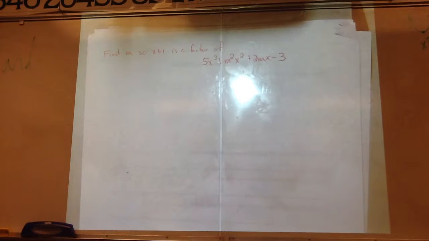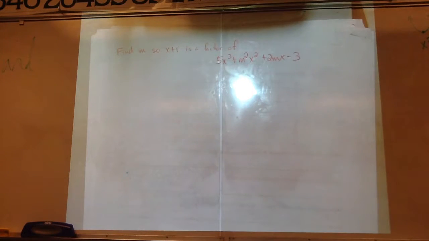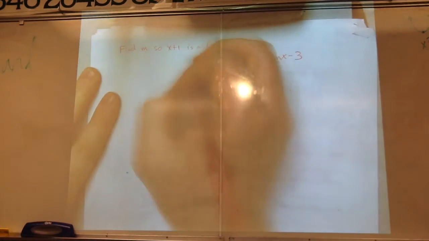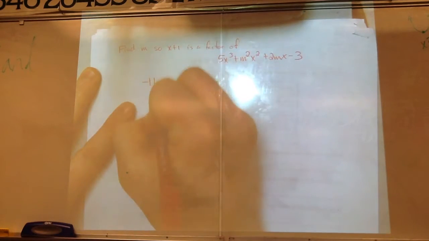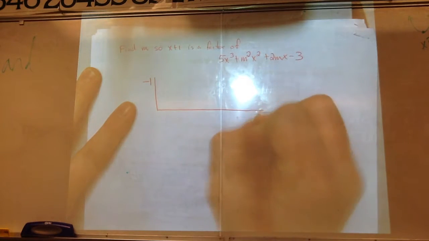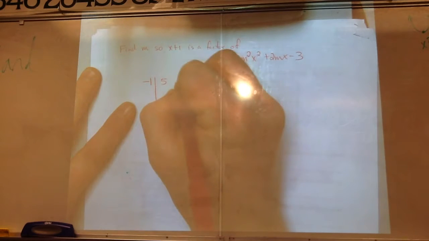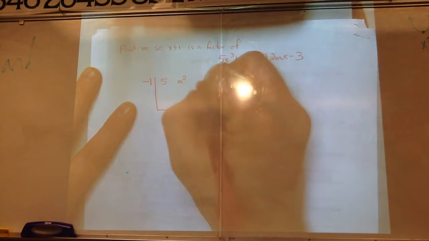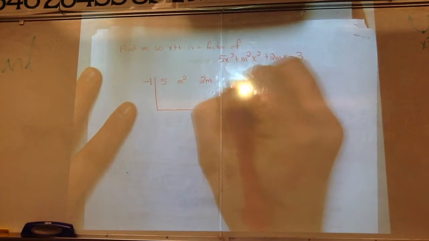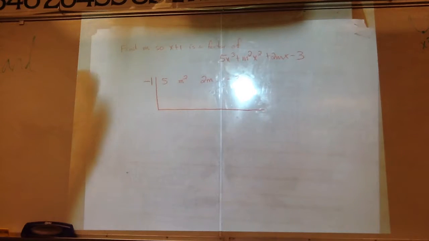So if we're trying to find m, do we just do it the same way that we did last time? Yeah, you just do it the same way, except now I think it's going to get a little crazier. So you would just set it up with -1. I'm going to leave some extra room. Put your coefficients in there, so 5, m squared, 2m, and negative. And then just do the synthetic division, and then whatever your remainder is, set it equal to 0.